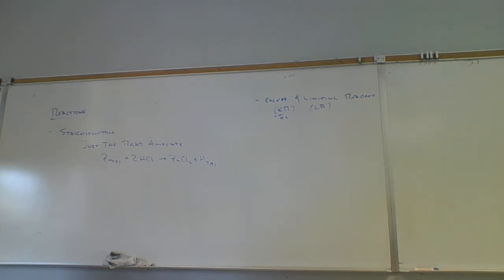So these are just examples of excess and limiting. Here we have excess zinc. Over here we have excess HCl. Not enough zinc. All 3 flasks have the same amount of HCl to start with. And flask 2 is just the right amount. Just the right amount is stoichiometric.